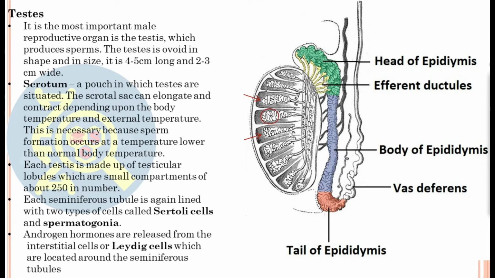These convoluted structures are known as the seminiferous tubules. These seminiferous tubules extend inside and form straight structures here, and these straight structures join and form a network, known as the rete testis. Now this rete testis carries the sperms from the seminiferous tubules and transports them to the epididymis through ducts like this. These ducts are known as vasa efferentia.